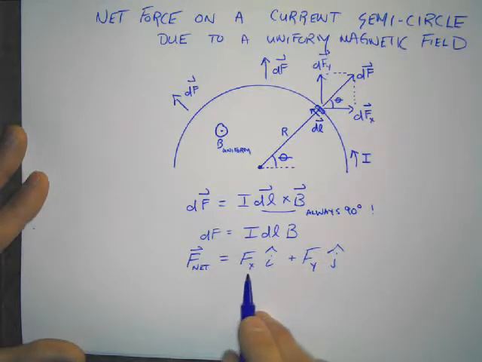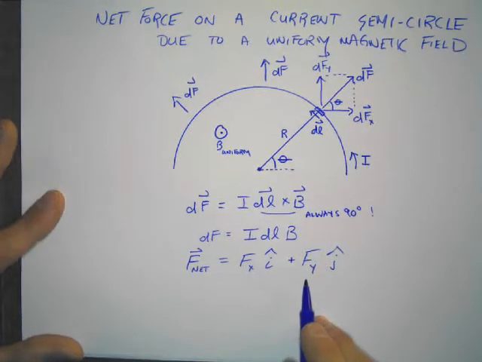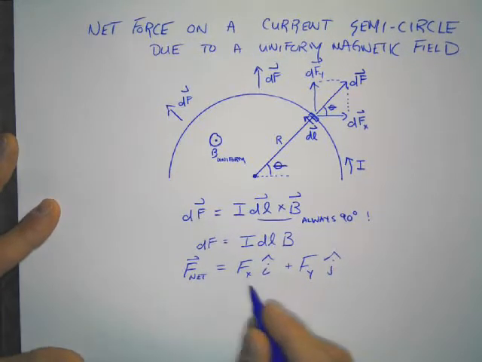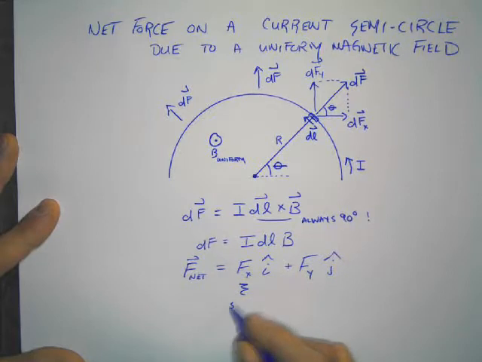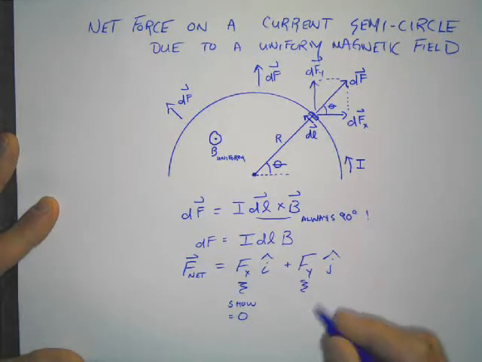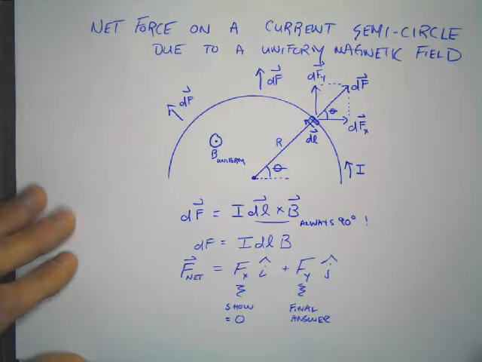Now, remember, we know that Fx should be integrating to 0, so this integral should be just going to 0. But the Fy should give us something that's not 0. Okay, so that's the grand strategy of what we're going to do here. The remaining steps I'm going to show you are just going to be the details. So we're going to try to get this and show it's equal to 0. And then we're going to get this, and that's going to be our final answer. Okay, so we're just going to do that by doing two simple integrals.